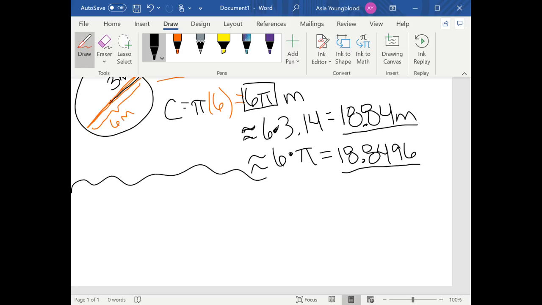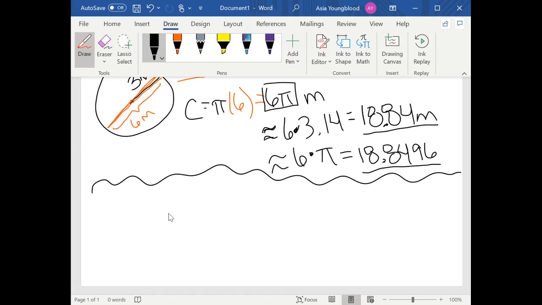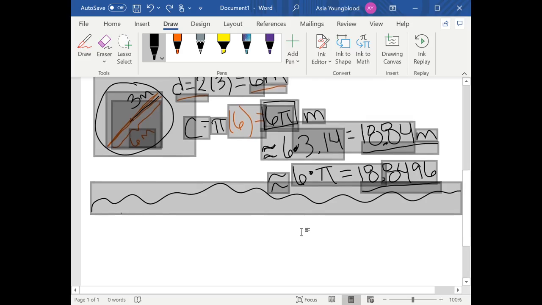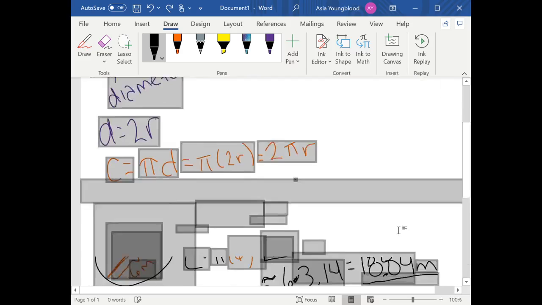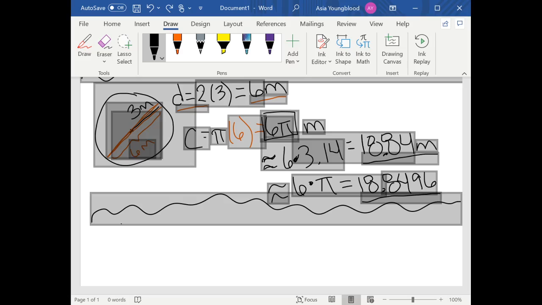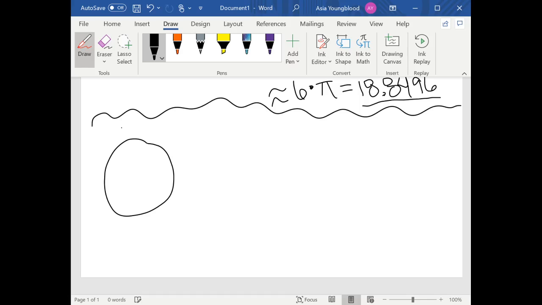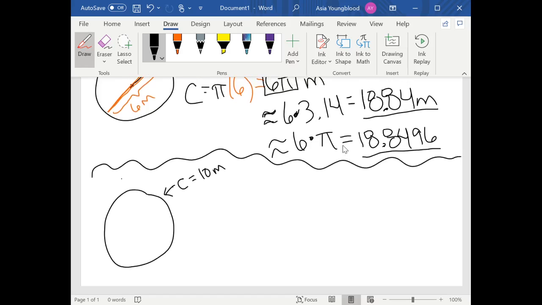So let's say, let's actually extend this. We have enough space to fit it. So, we have this circle, and they tell us that the circumference, the distance around the circle, is 10 meters. Let me just verify that's what he said in his example. 10 meters, yep. So now we're going to use the same formula.